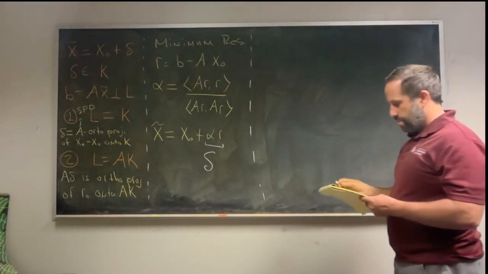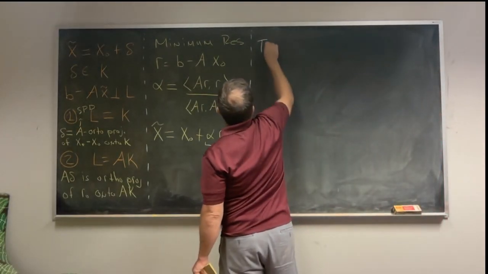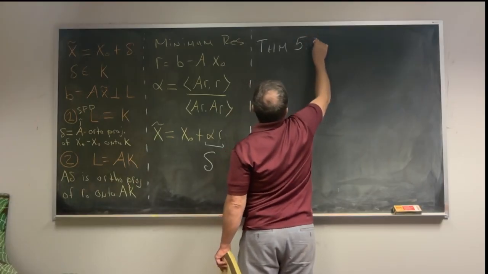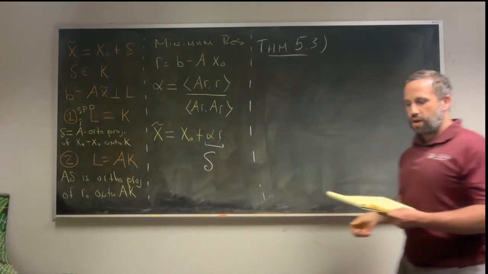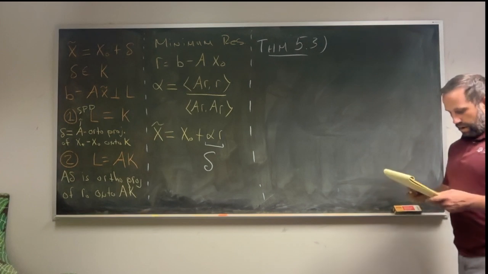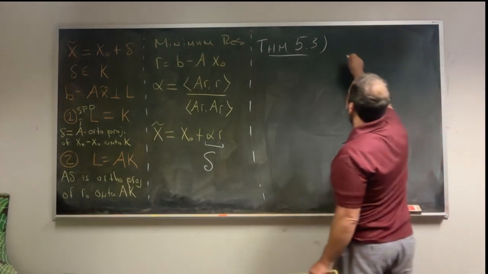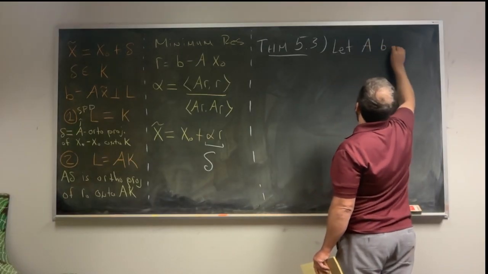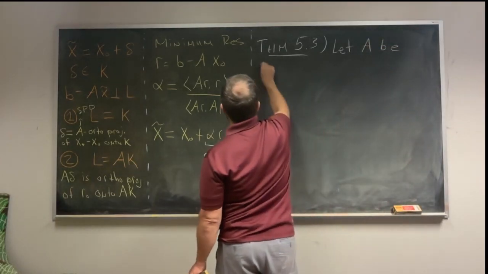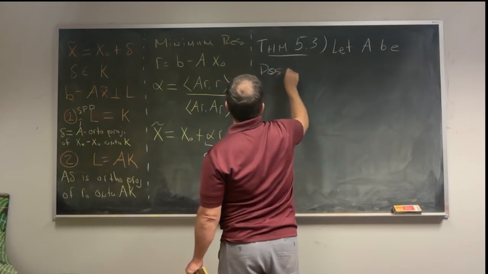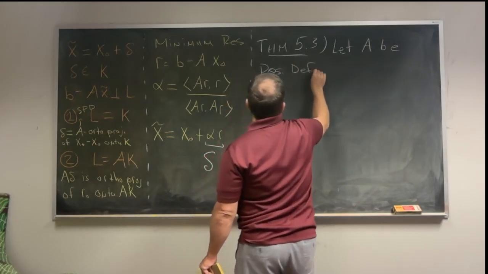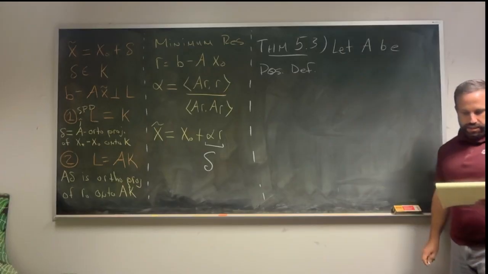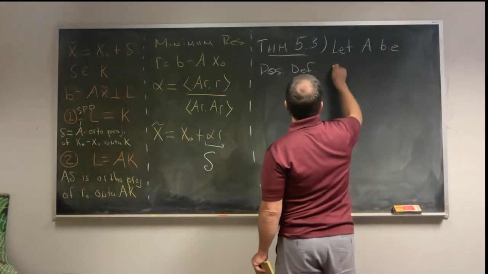Okay, so here's a theorem. I wrote down the number in my notes. In the book, this is theorem 5.3. And again, I'm going to tell it, but I'm not going to give it. So this says, let A be positive definite, not necessarily symmetric. So let A be a positive definite matrix.